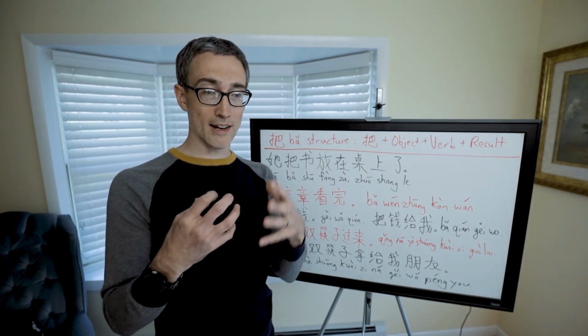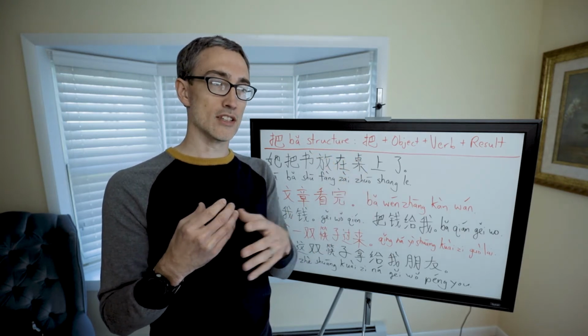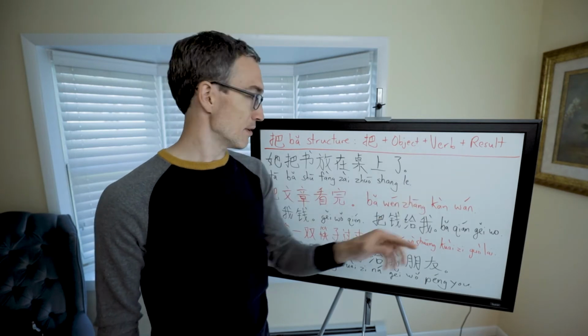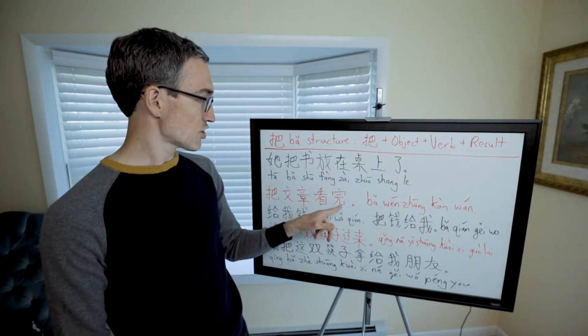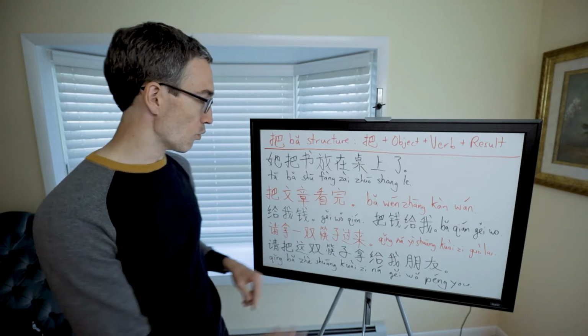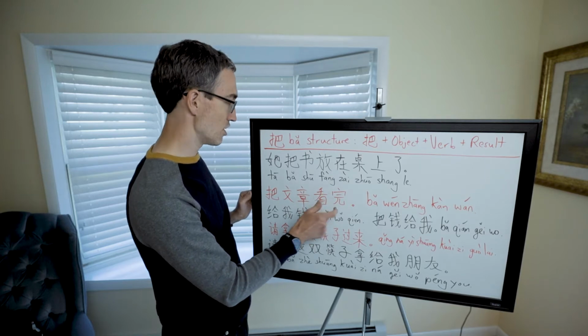So it's never ba, object, and then a one-syllable verb. It's always something comes after it. Many times it's a result complement, like 看完, to finish reading. So the 完 is after the verb. 看 is the verb, 完 is the result, to finish.